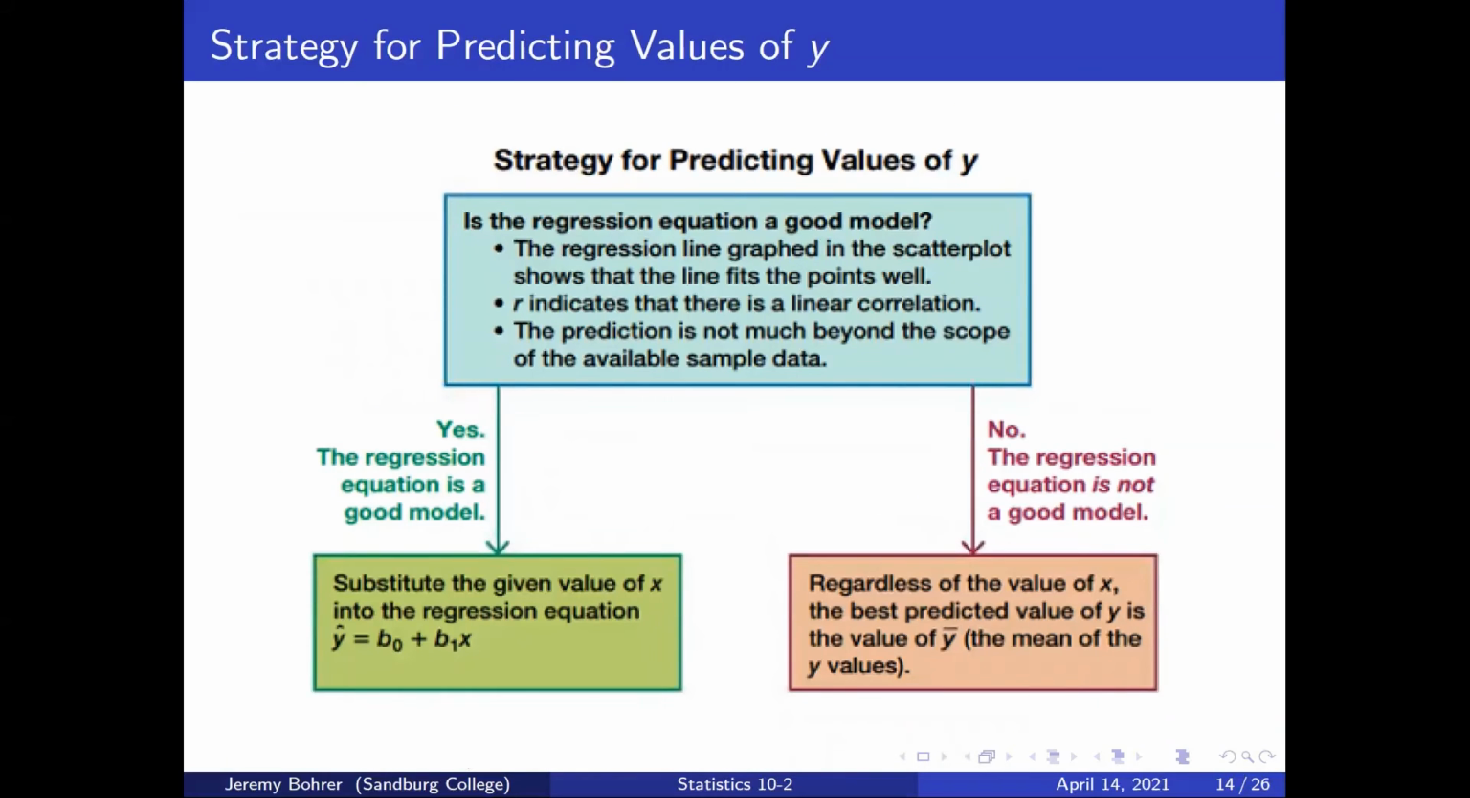Here is the strategy for predicting values of y. First, we ask, is the regression equation a good model? That is, the regression line graphed in the scatter plot shows that the line fits the points well, r indicates that there is a linear correlation, and the prediction is not much beyond the scope of the available sample data. If yes, the regression equation is a good model, we substitute the given value of x into the regression equation, y hat equals b naught plus b1x. If no, the regression equation is not a good model. Regardless of the value of x, the best predicted value of y is the value of y bar, the mean of the y values.